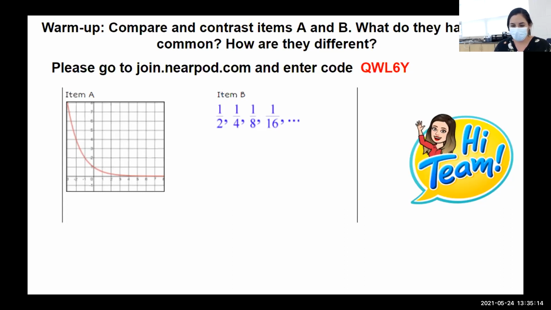Okay. All right. So everyone's got that code, QWL6Y. Great.